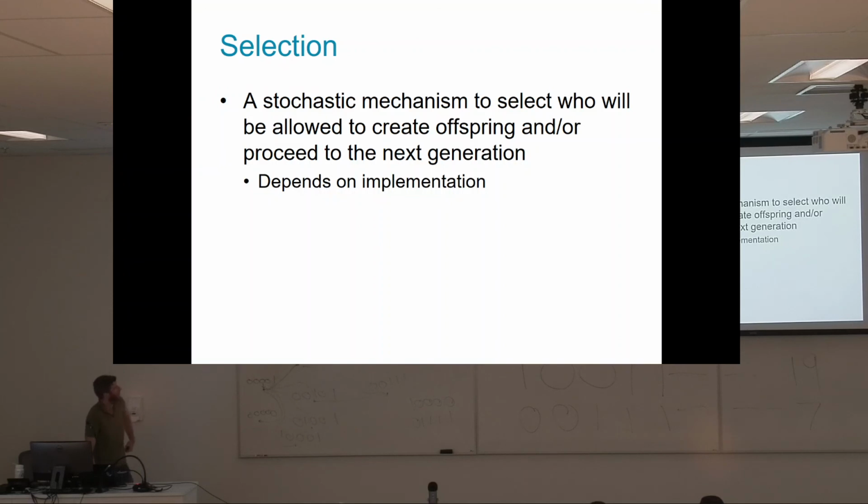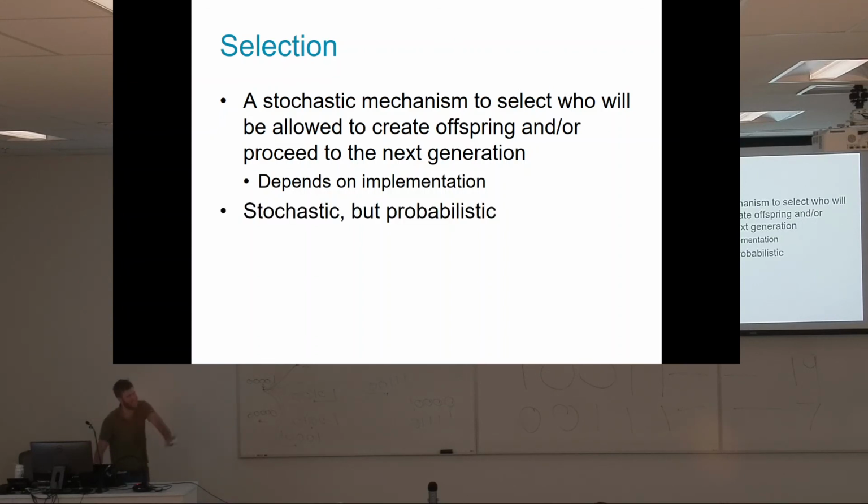Selection is a stochastic mechanism that selects who will be allowed to create offspring and/or proceed to the next generation. The nuances of how we do this will depend on the implementation, not only on whether it is a GA, GP or evolutionary strategy, but also on my implementation of a GA. And your implementation of a GA might be different.